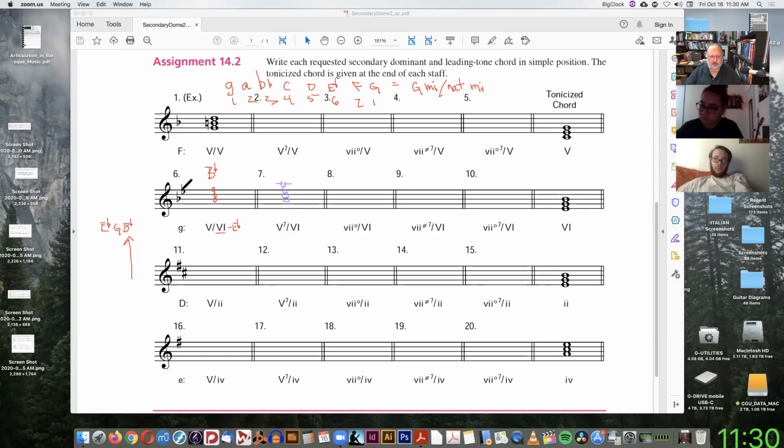Now, since the key signature is over here, we don't need to do it, but I like to put those in anyway. And when you put a bracket around it, it's called a courtesy accidental. So that's a B flat 7.